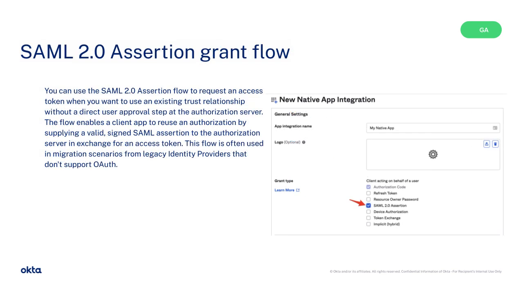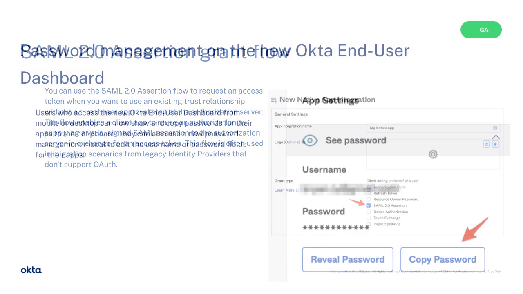You can now use the SAML 2.0 assertion flow to request an access token when you want to use an existing trust relationship without a direct user approval step at the authorization server. The flow enables a client app to reuse an authorization by supplying a valid, signed SAML assertion to the authorization server in exchange for an access token. This flow is often used in migration scenarios from legacy identity providers that do not support OAuth.